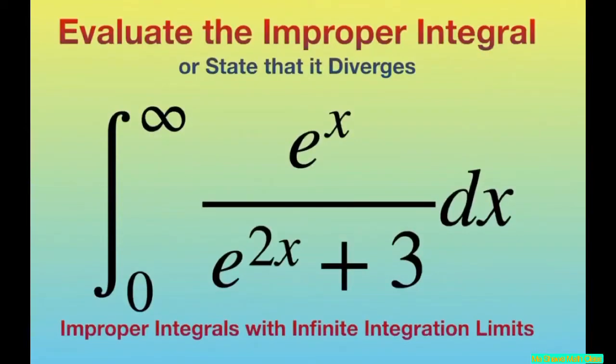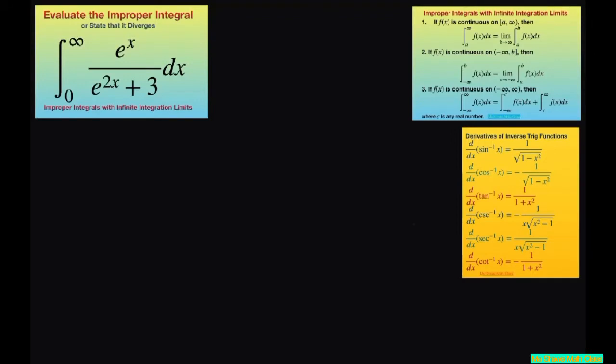Everyone, we're going to evaluate the improper integral or state that it diverges. We're going from 0 to infinity of e to the x divided by e to the 2x plus 3 dx. Okay, this is improper because we're dealing with an infinite integration limit here. So we're going to be using this form. It's continuous on 0 to infinity.